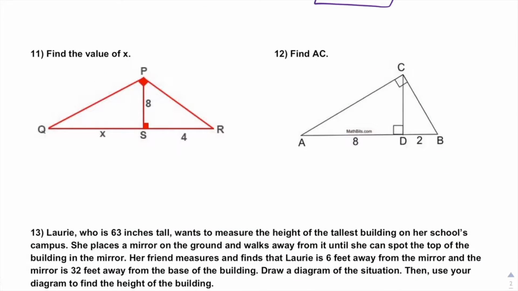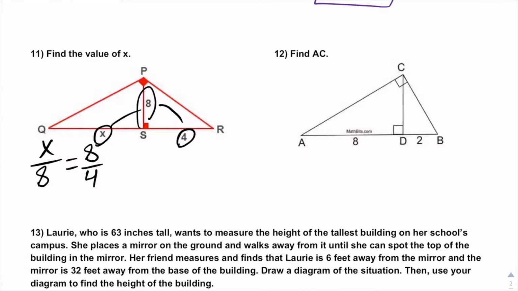Number 11. Find the value of x. Okay, so because we have an altitude here between P and S, we can do this proportion. X over 8 is equal to 8 over 4. You cross multiply and you get 4x equals 64. Divide, x equals 16.